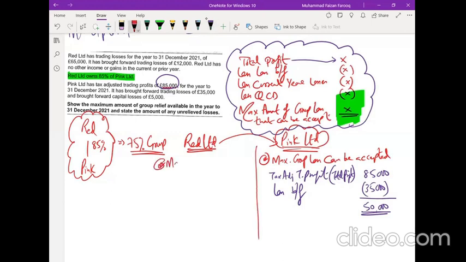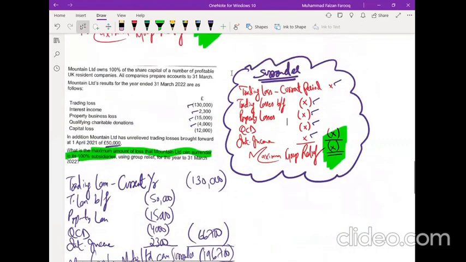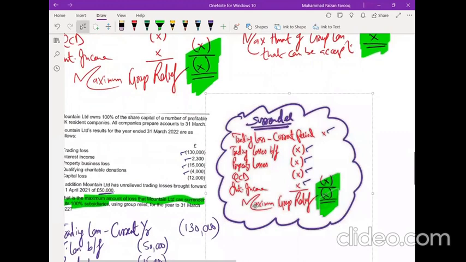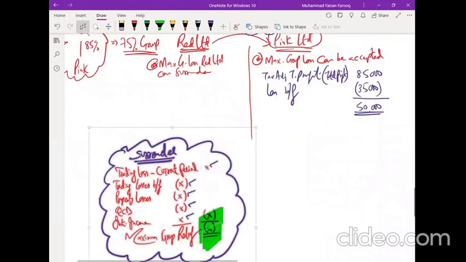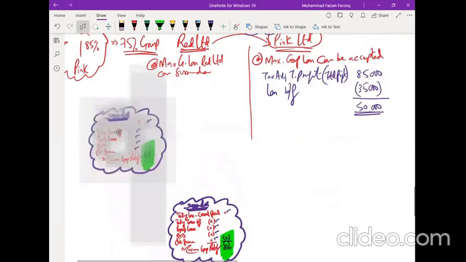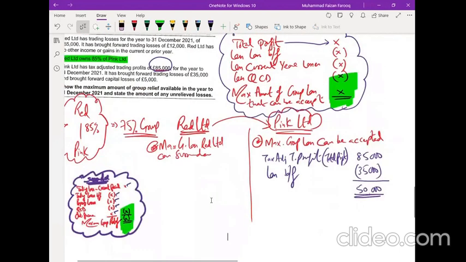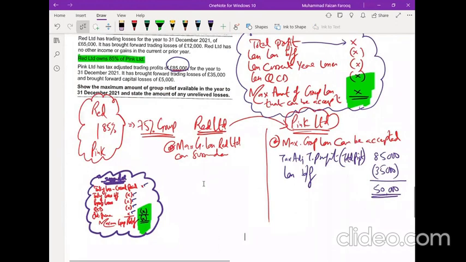But what is the maximum group loss Red Limited can surrender? We know the formula for surrendering as well. Just look at this formula. If you apply this formula in this question, what will we get? Now the question is in front of you. How much trading loss was incurred in the current period by them? 65,000. Very good, 65,000.